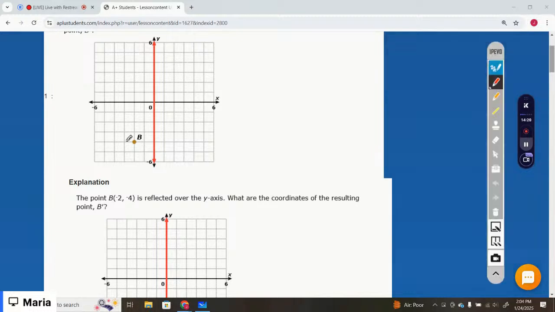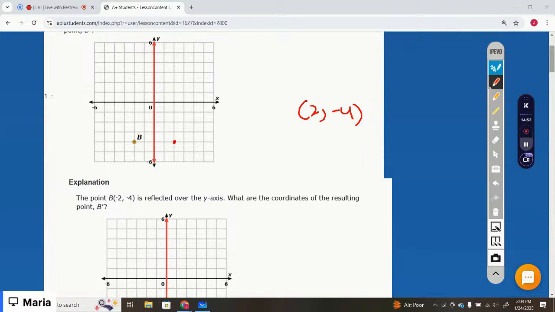The reflected point would be here at this position, right? The coordinates of the reflected point are 2 and -4 because that would be reflected along the y-axis. So the x value is positive now and y value is negative. Because you have the same y, just x is changed, right?